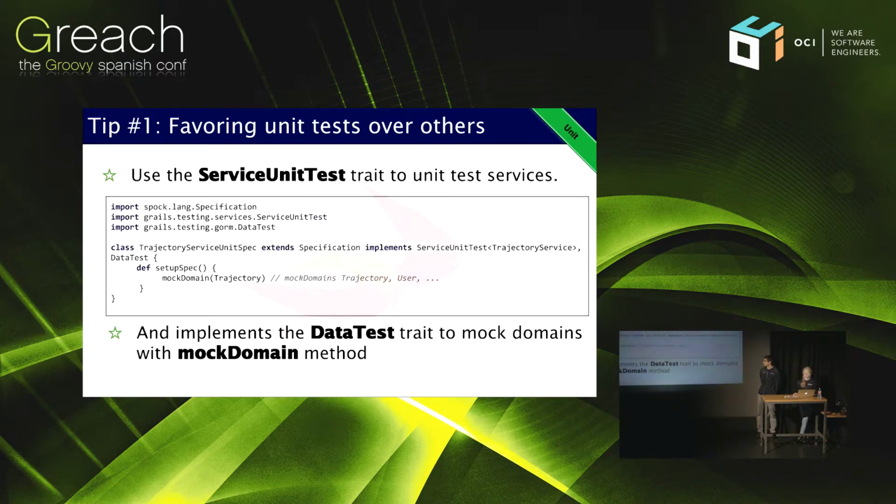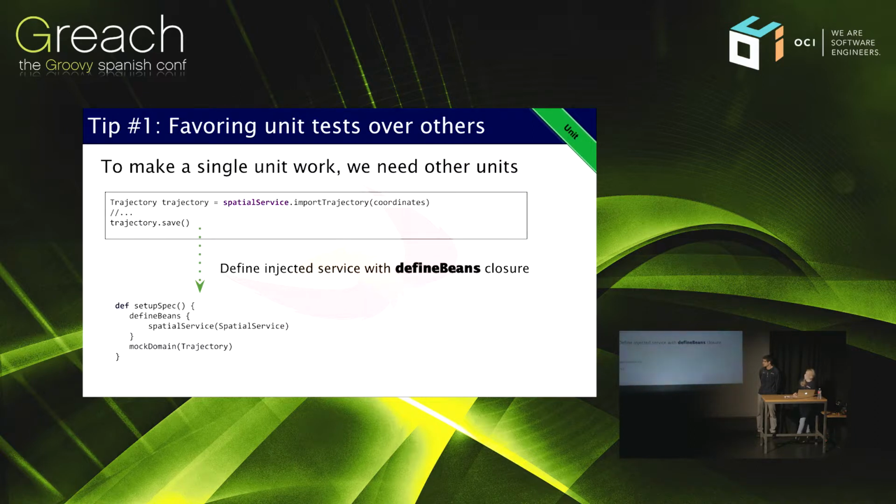First of all, you have to implement the service unit trait, and in this case, also the data test trait to mock the domains with the mock domain method. You can also use mock domains and specify which ones you wish to test. You can reference your injected service just using the defineBeans closure, as shown in this code, in your setup spec method or your setup block.